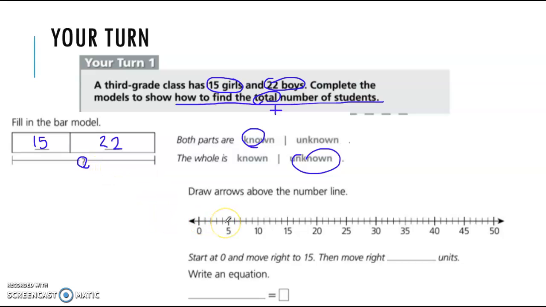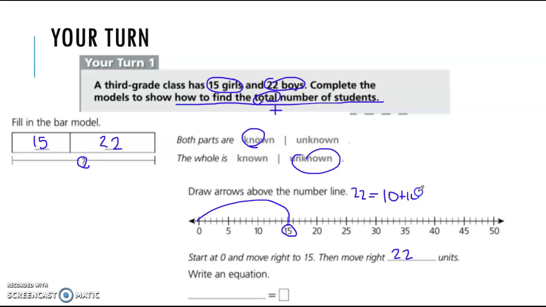Now, how would I do it on a number line? Again, I start at 0. I'm going to go from 0 and move to the right 15 because that's my first number. So I'm going to start at 15. Then I have to move a total of 22 units to the right. Now 22 is a big number to jump. So what I can do to make it easier on a number line is to break down 22 into easier numbers to make that jump easier.